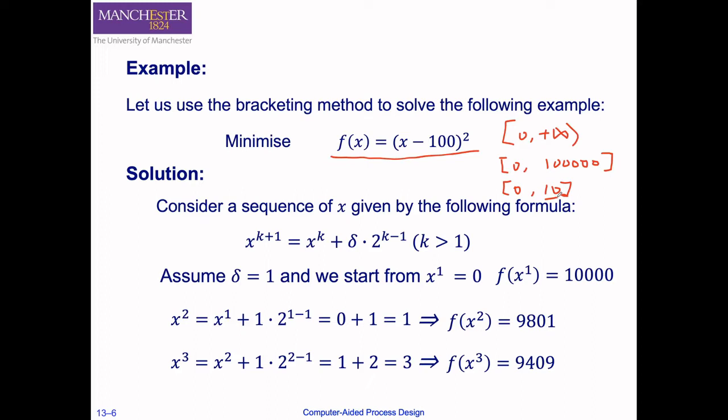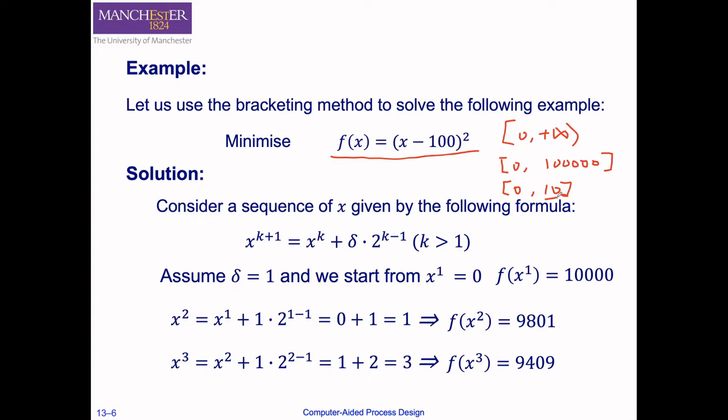After we provide a sufficiently wide bracket, next we need to come up with some strategy to scan the variable space and generate a sequence of trial points that can be used to evaluate the function values. Based on the function values, we can determine an acceptable range to search for the minimum of the function f(x).